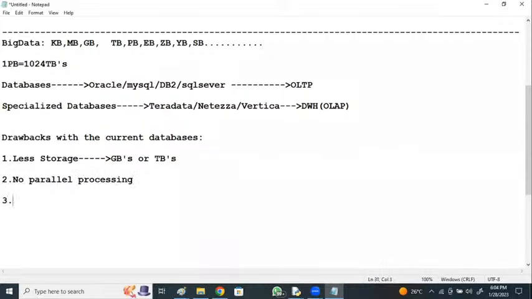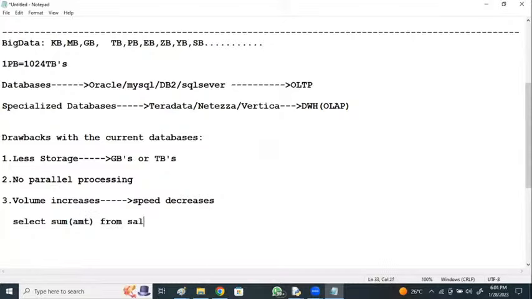And if volume increases, speed decreases, right? If volume increases, speed decreases. For example, to justify this, select sum of amount, total amount from sales one. Sales one is the table, consisting of 10 records. Assume it has got only 10 records.